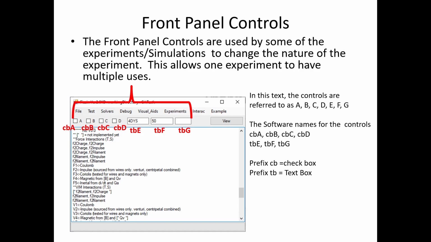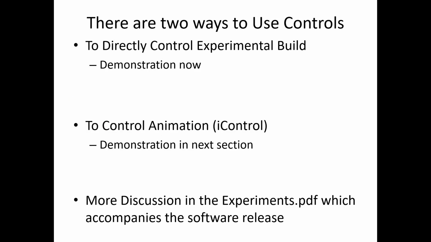And these controls can be used in 2 different ways. One, to directly control experimental builds, and we'll show you that in a second, or to control animations, and we'll show you that in the next section. And in the experiments.pdf, which will accompany the software, there's more of a discussion on those. Let's go off to the demonstration of direct control of the build now.